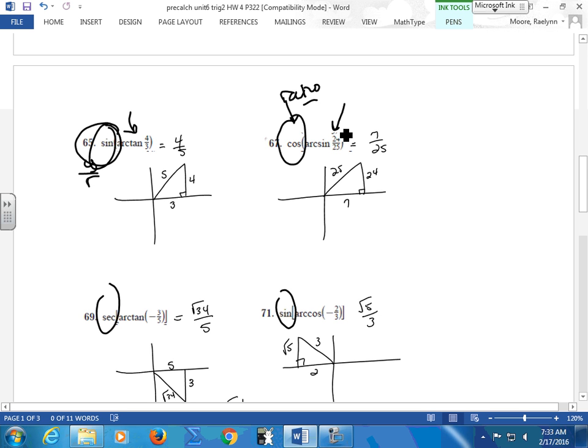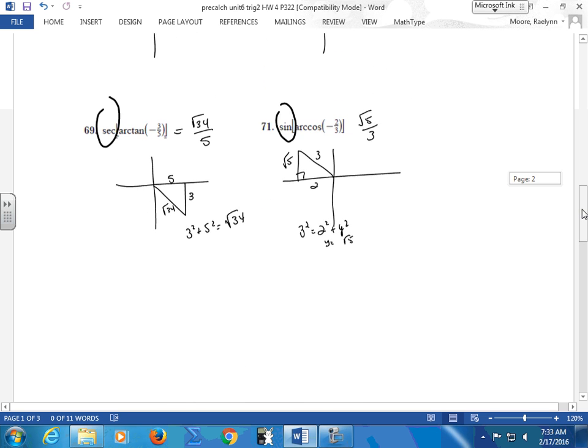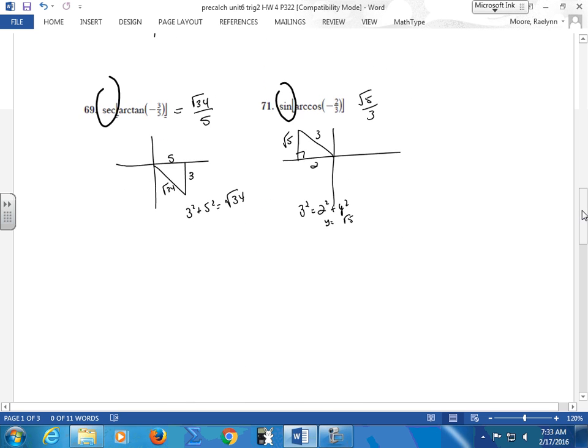Again, sine is positive, quadrant 1. Label your triangles. Do Pythagorean theorem, find the missing side. Cosine, x over r. It depends what you're looking for. Sometimes, yeah, we're looking for the angles. Sometimes we're just looking for another trig function.